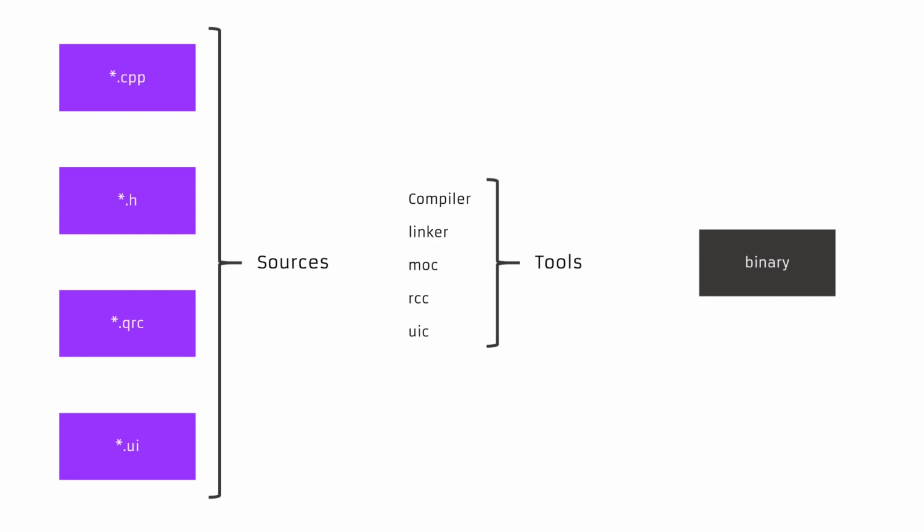You then have a set of tools, so the compiler and linker that you get for your system, the moc, RCC and UIC that you get from Qt. The result of the entire flow is your final binary. That is your shared object or your executable.